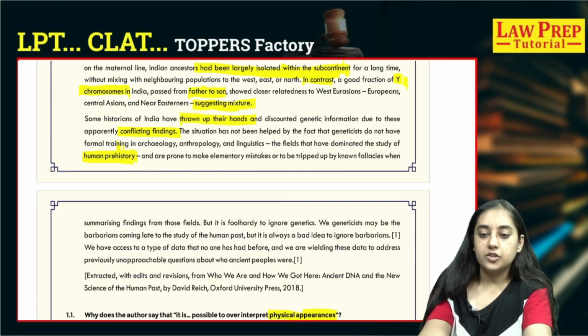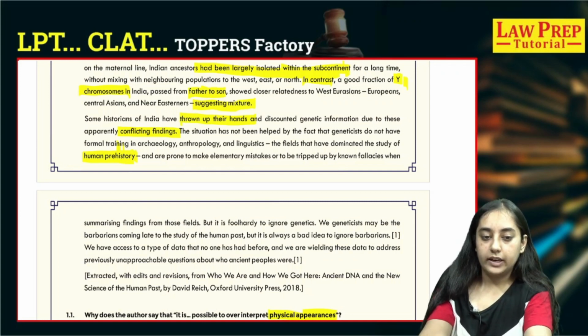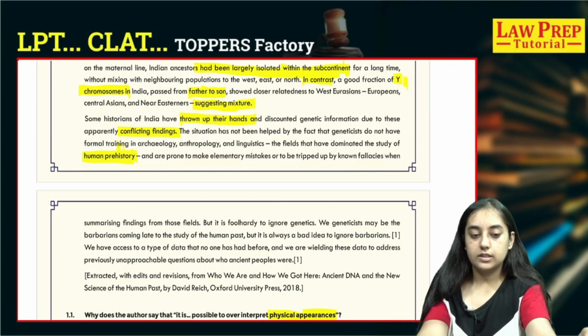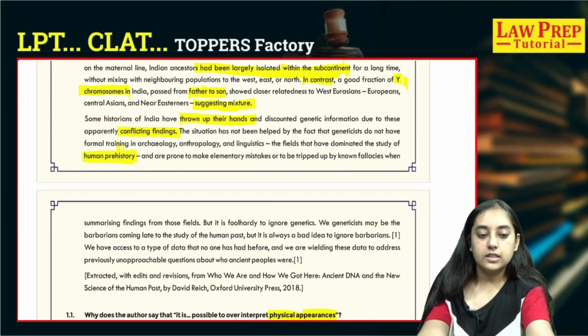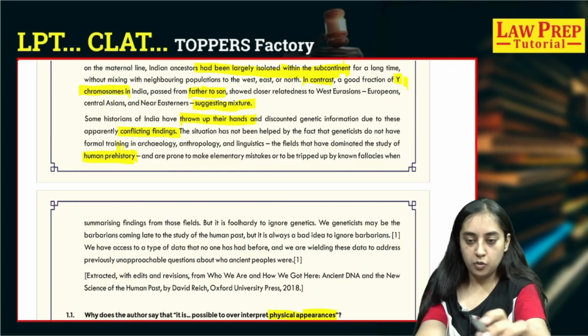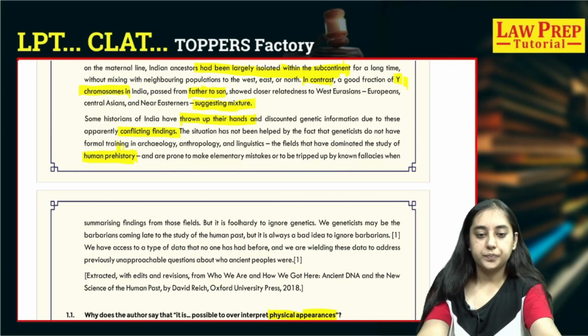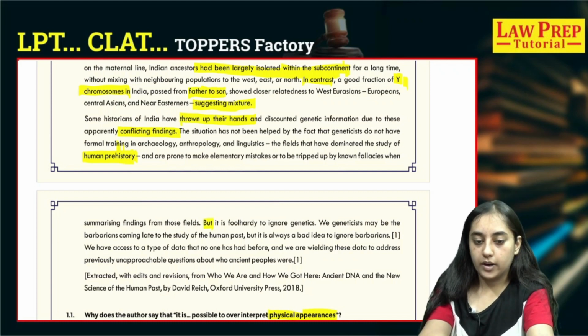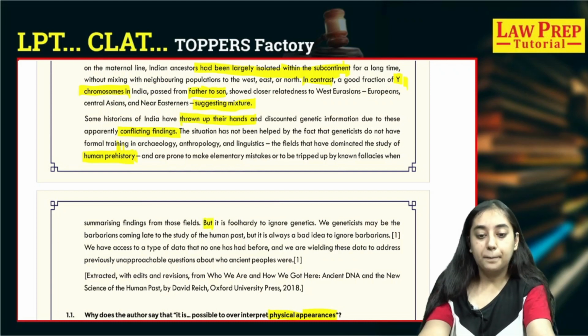So geneticists are also studying prehistory, but they do not have any training in archaeology, anthropology and linguistics. So when they are summarizing findings from these fields, they are prone to making such basic mistakes and known fallacies. Okay. But, now again notice the word but: it is foolhardy to ignore genetics.